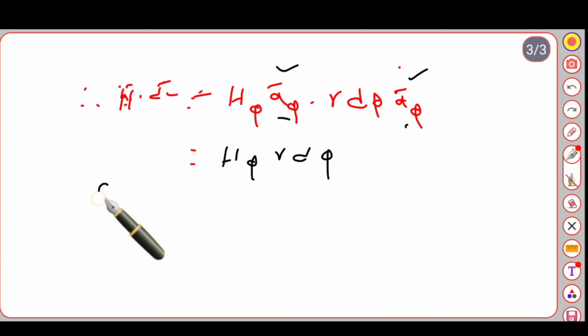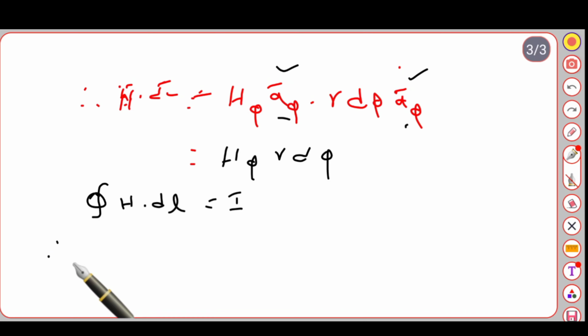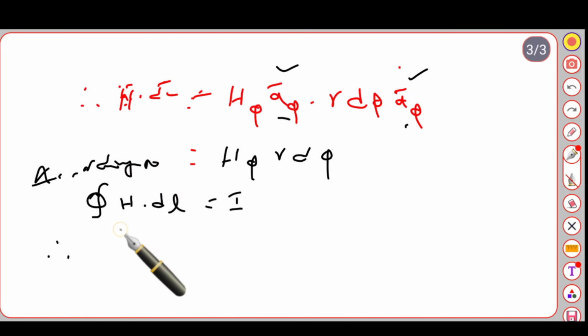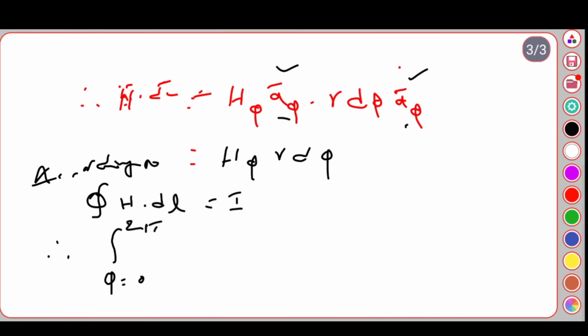Now, what is Ampere's circuital law? In any closed path, the line integral of H dot dl equals the current enclosed, I. In this coordinate system the limits are phi equal to 0 to 2 pi. Therefore, we apply the limits phi equal to 0 to 2 pi.